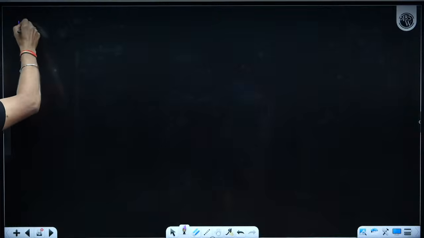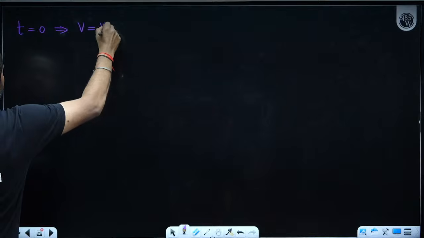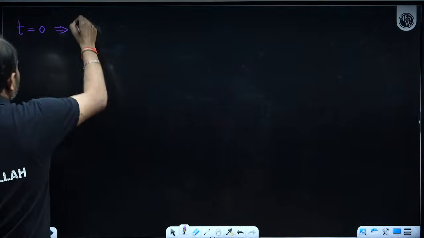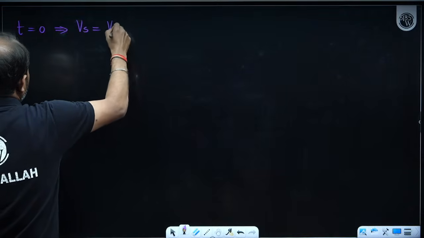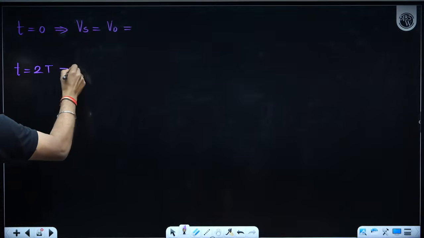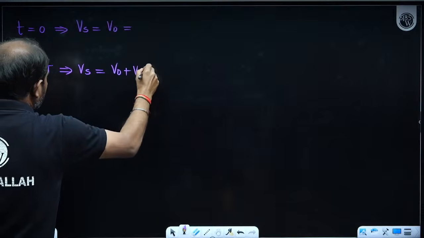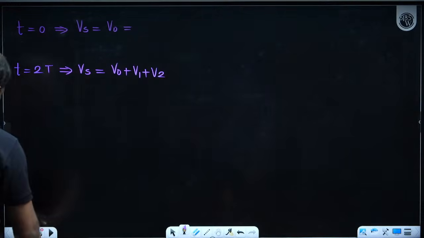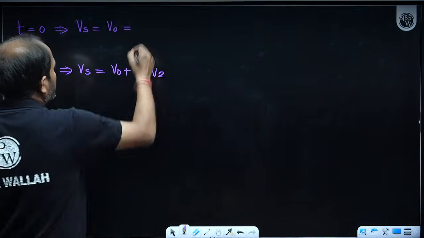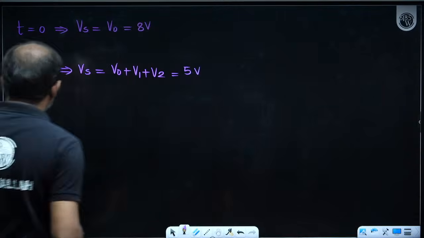So at t is equal to 0, V is equal to V0, Vs is equal to V, and at t is equal to 2T, Vs is equal to V0 plus V1. V0 is 8 volt and the other one is 5 volt.